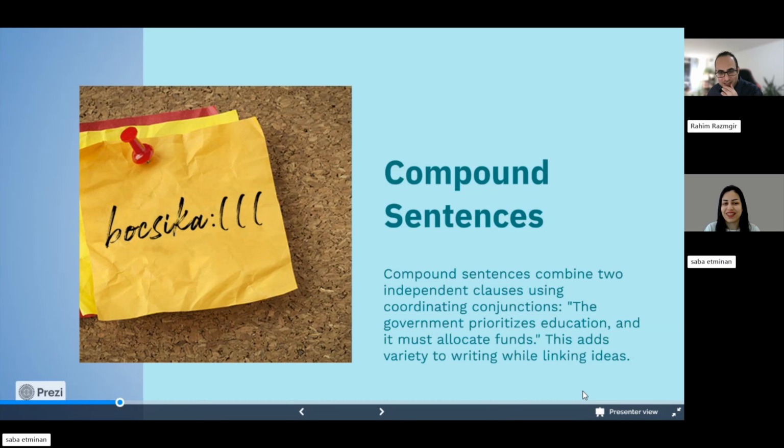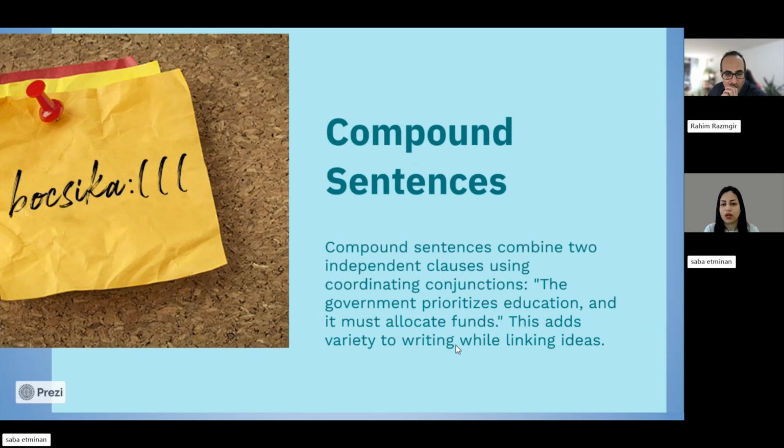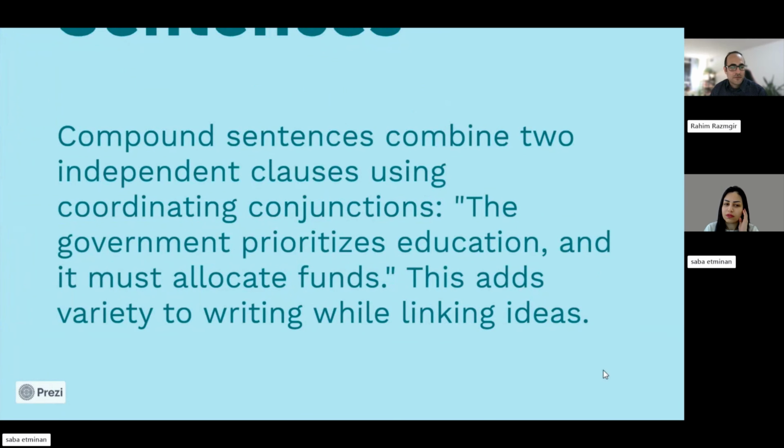So let's go back to the example. The example is just the part between the quotation marks. So you want to zoom in? Here. Beautiful. The government prioritizes education and it must allocate funds. So here we have a comma and there's a second part to the sentence.